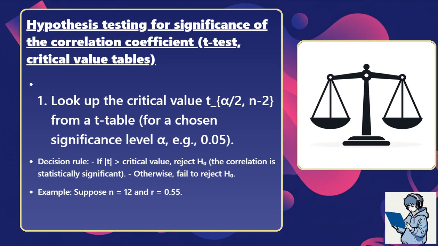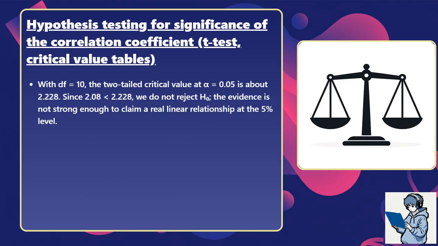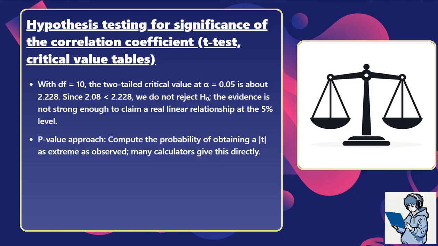Example: suppose n equals 12 and r equals 0.55. t equals r times the square root of 10 divided by the square root of 1 minus r squared, equals 2.08. With degrees of freedom 10, the two-tailed critical value at alpha equals 0.05 is about 2.228. Since 2.08 is less than 2.228, we do not reject H0. The evidence is not strong enough to claim a real linear relationship at the 5% level. P-value approach: compute the probability of obtaining an absolute t as extreme as observed. Many calculators give this directly.